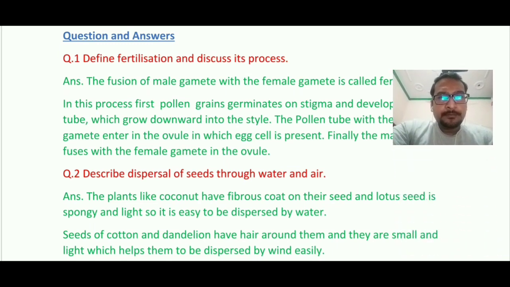Second question, describe dispersal of seeds through water and air. By water, the plant like coconut has fibrous coat on its seed, and lotus seed is spongy and light, so it is easy to be dispersed by water. Seeds of cotton and dandelion have hair around them. They are small and light, which helps them to be dispersed by wind easily.